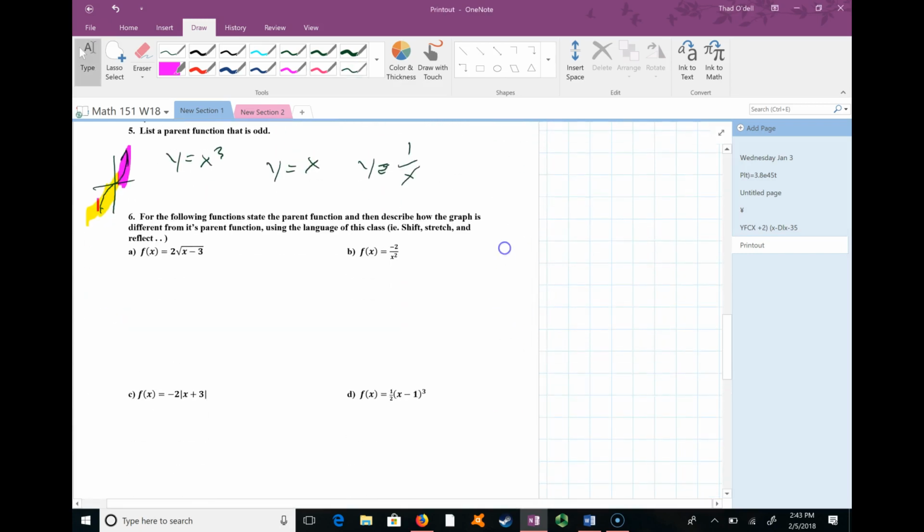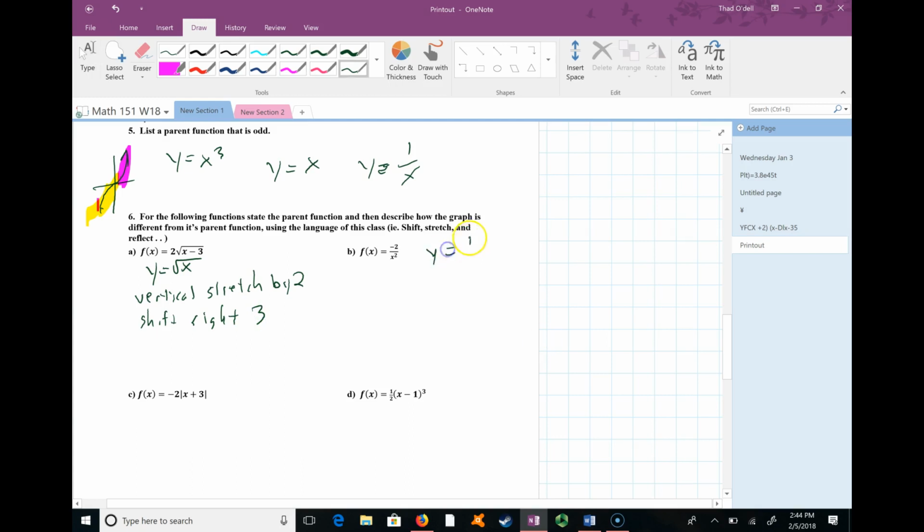Okay, moving right along to number 6. For the following functions, state the parent function. So the parent function of this is y equals square root of x. You, of course, could put f of x equals square root of x. That's fine. What is done to it? So the 2 produces a vertical stretch. You have to say vertical there, otherwise I don't know whether it's a vertical or horizontal. So vertical stretch by 2, and you have to include 2 so we know how far it's been stretched. And there's a shift to the right. You have to say to the right or to the left. In this case, to the right. Shift to the right 3.